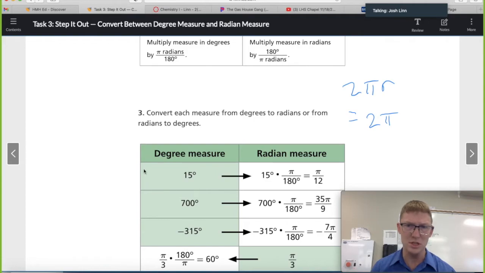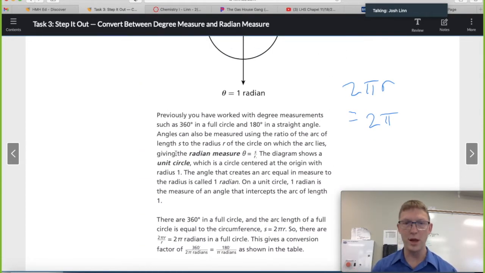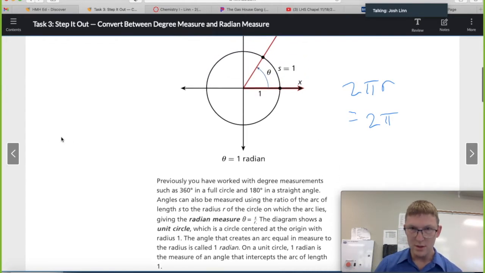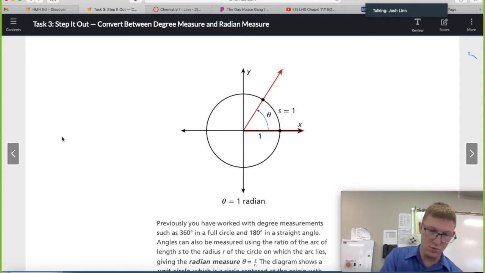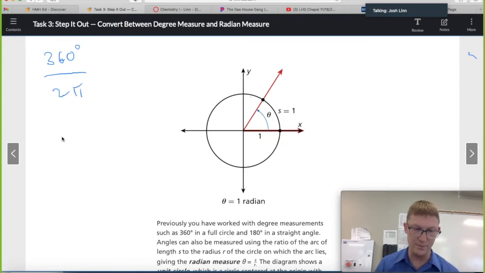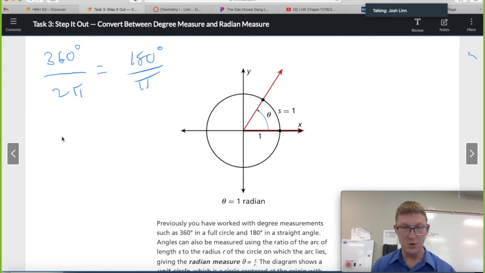It's usually just marked, the angle is like blank, whatever radians. But we could say that for every 360 degrees, we have 2 pi radians. So 360 over 2 pi is our conversion factor. We can then simplify that to 180 degrees over pi. So that's your conversion factor.